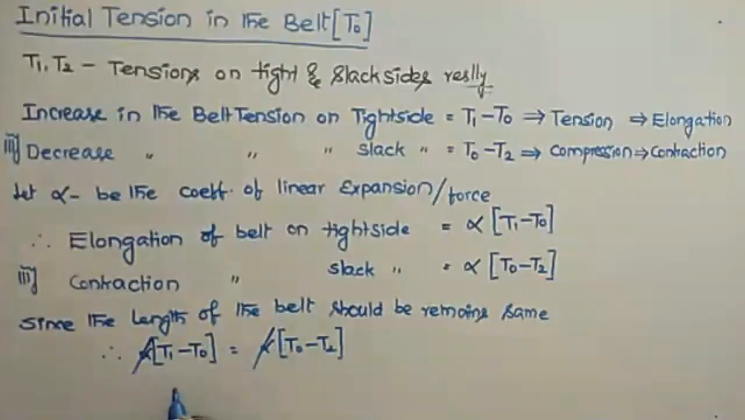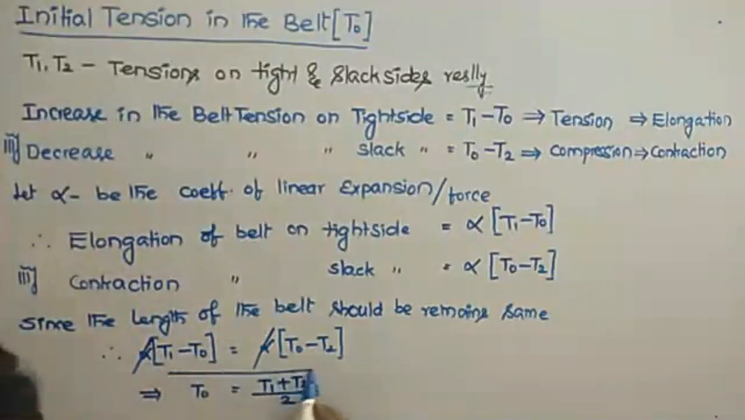Then alpha gets cancelled. Then you can write the equation for T naught. T naught plus T naught is T1 plus T2, so 2 T naught is equal to T1 plus T2. T naught is equal to (T1 plus T2) by 2. Okay, so this is the initial tension in the belt, right?